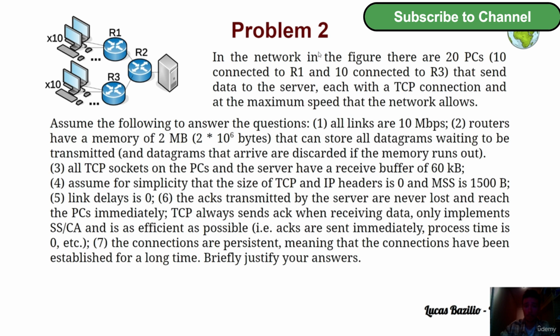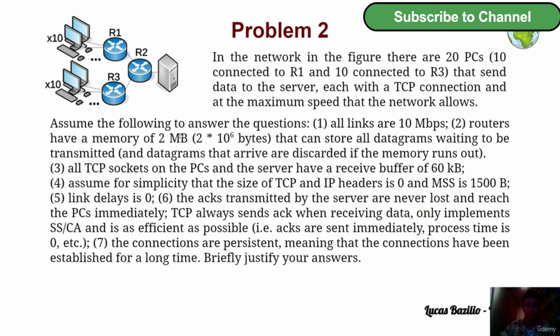So this problem 2 states, in the network in the figure that we see here on the left, there are 20 computers, 20 PCs, 10 connected to the router R1 and 10 connected to the router R3, that send data to the server, each with a TCP connection at the maximum speed that is allowed. So we also send the data at the maximum speed that is allowed in this network.